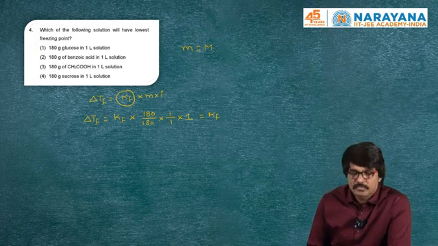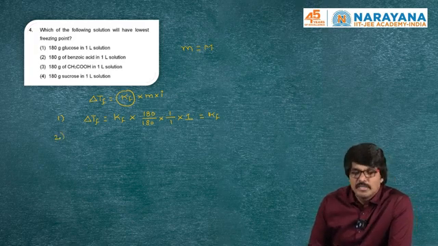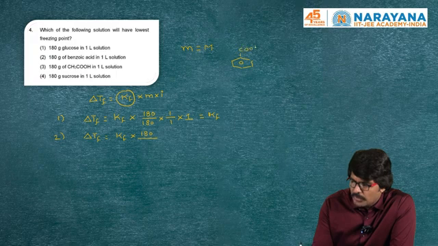That is Kf. Let it be. The second option: 180 grams of benzoic acid. Delta Tf is equal to Kf into 180 grams of benzoic acid. So here that is C6H5COOH, and its molecular mass is 78 plus 44, that is 122.